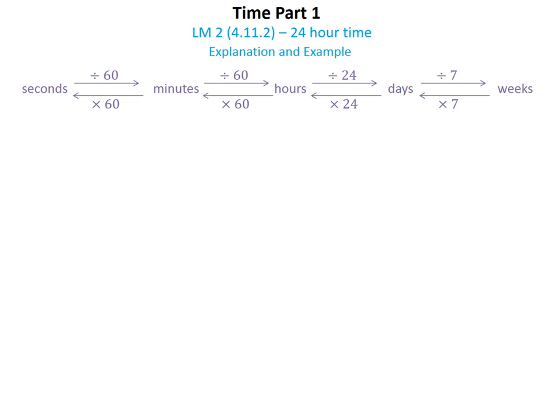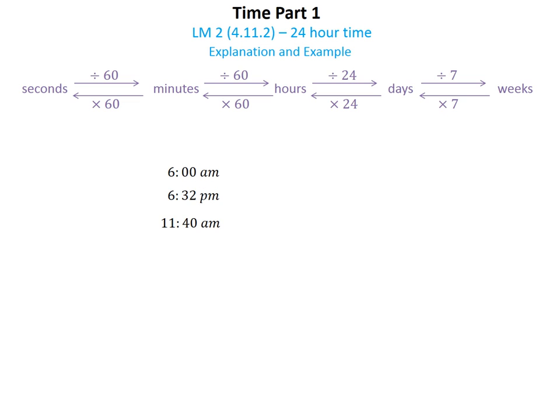Let's have a look at how we can use 24-hour time now. Now we should be familiar with the normal methods of telling the time, where you've got your hours, and then you've got your double dots there, called a colon, and then you've got 2 numbers representing your minutes. And of course you've got AM or PM to say what time of day it is.